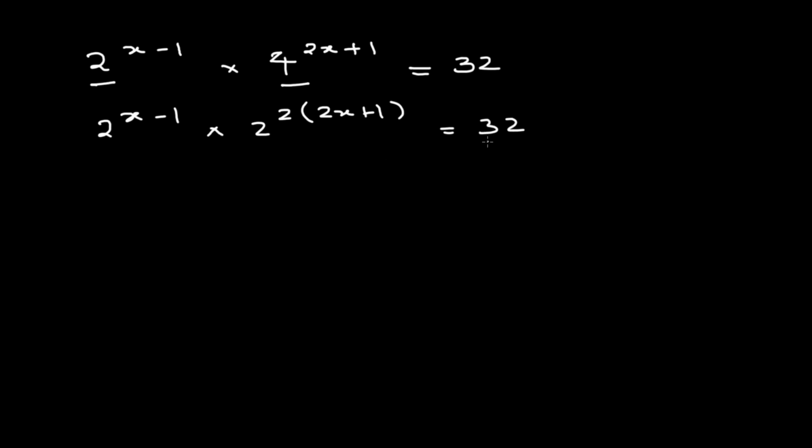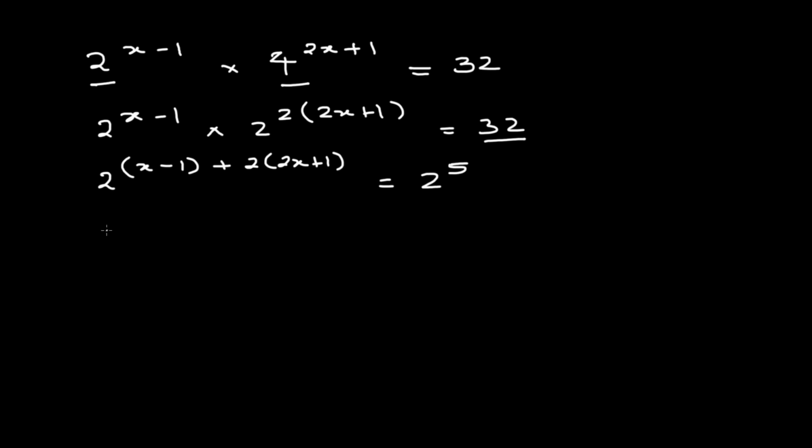Now all this is multiplication, so it makes it easier for me. So what I'll do is I'll put these two together. We said that if we're multiplying the same base, we're actually adding their exponents. So this is 2^(2x minus 1) plus (2x plus 1), and then I get 32. Already I can see that I can also expand this into 2 power 5. So I'm already seeing where I'm going.